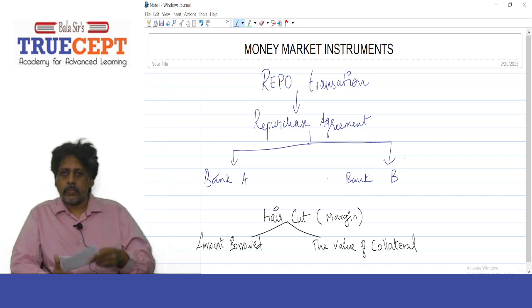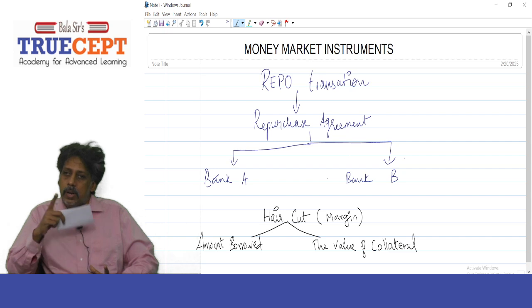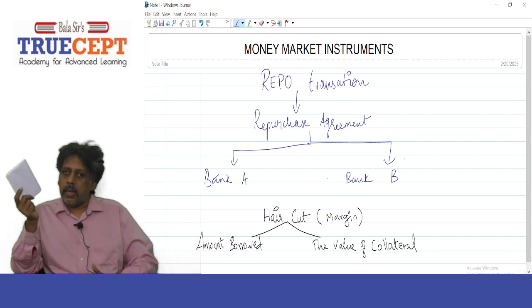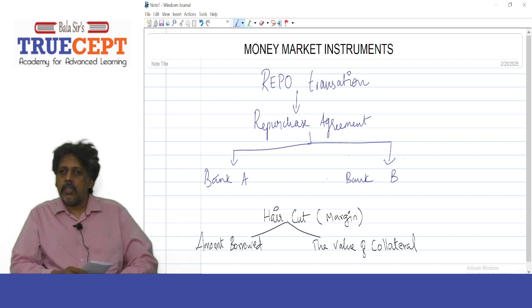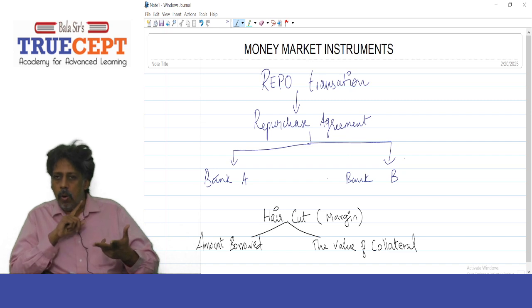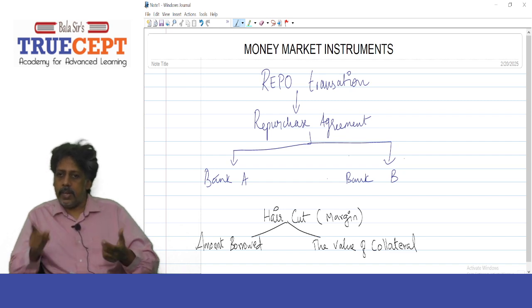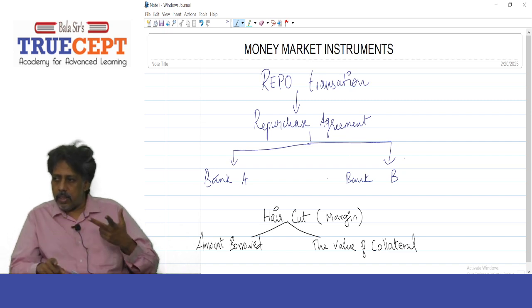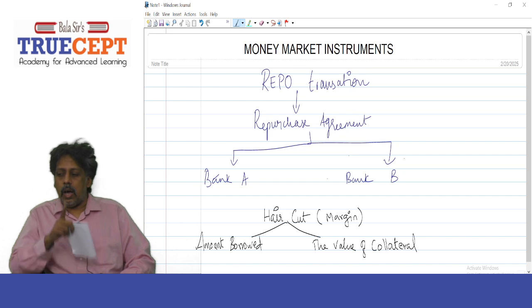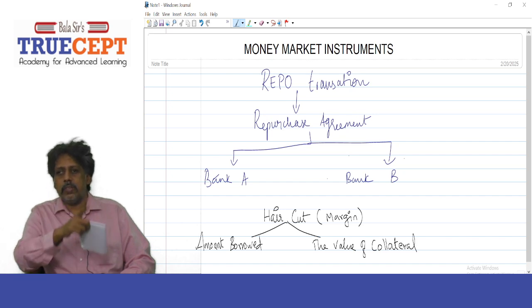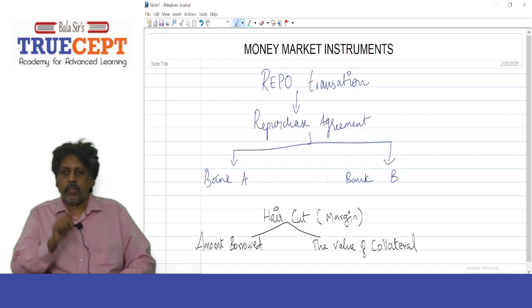Got it? And after 1 month, when banker A is going to pay 1,01,000 and get these investments back, what is the entry? It's going to be loan account debit, how much? 98,000. Interest account debit 3,000. To cash or bank account 1,01,000 repaid. Got it? That is how a repo transaction works. Nothing but a repurchase agreement.